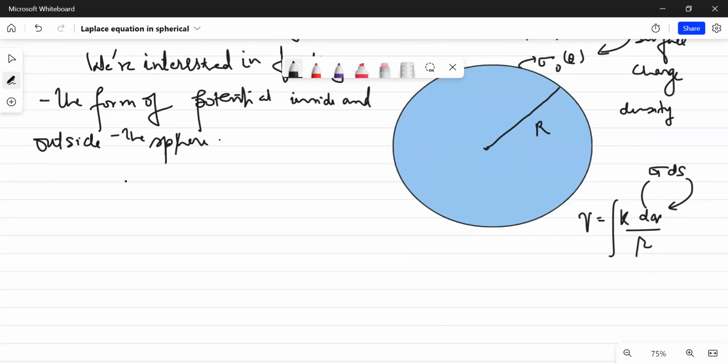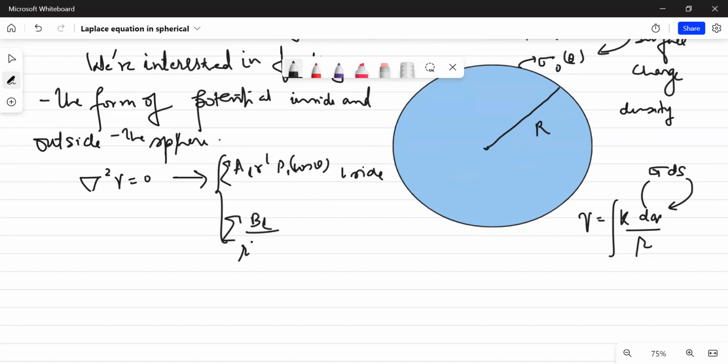But since we already know that del squared V equal to 0 has solutions of the form A_l r^l P_l, summation implied, inside I can write this as my potential inside, and this as my potential outside. So I already know my form of potential. Given the boundary condition, all I need to know is what my A_l and B_l are, and I can simply state my potential. So this is certainly an easier way.